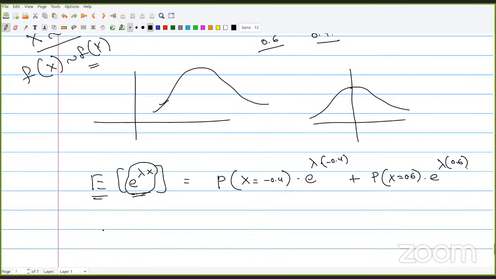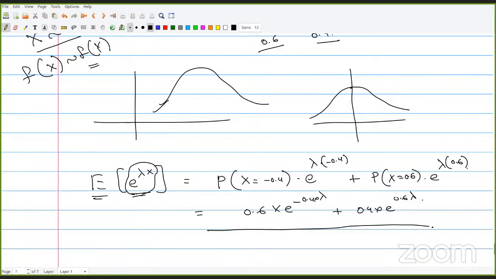So how do we find the expectation of this particular e to the power lambda x? How do we find the expectation of x? x takes values, we multiply by the probabilities and add them. So that is what we did. The probability that x takes minus 0.4 is 0.6, so 0.6 times e to the power minus 0.4 lambda, plus 0.4 times e to the power 0.6 lambda. So this is the moment generating function for the centralized Bernoulli 0.4.